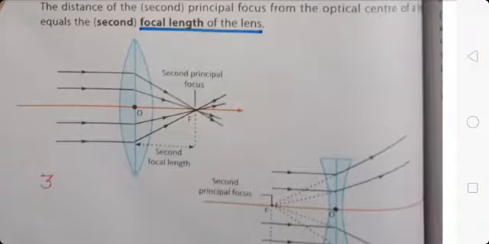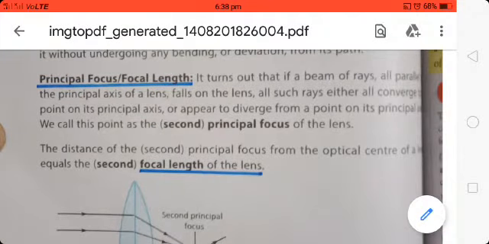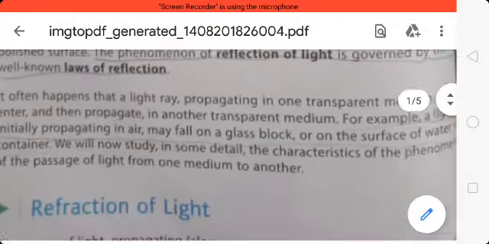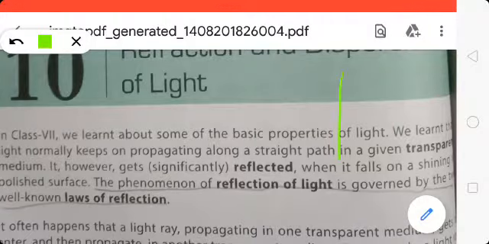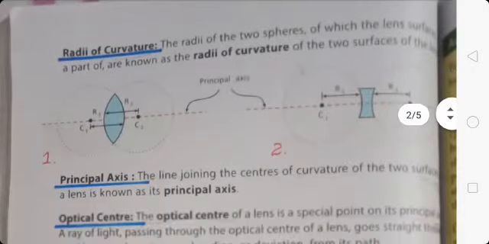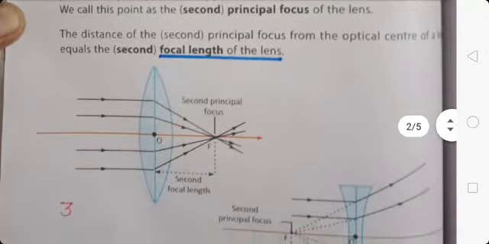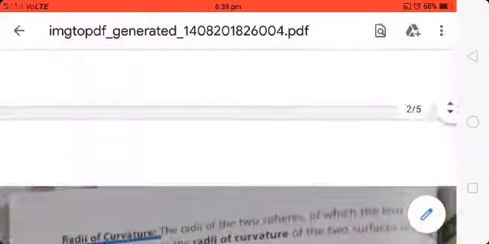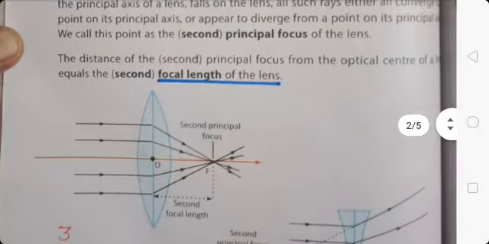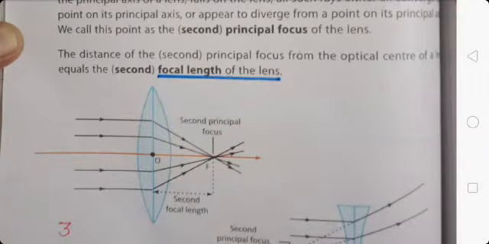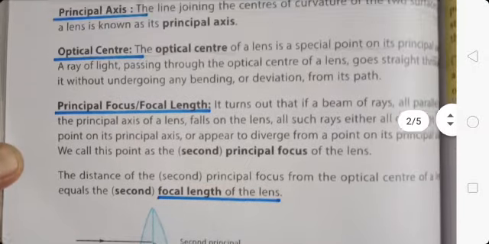Then principal focus, you can see here that focus has been written here. I will let you know here where this principal focus is. I am again telling you that this is the principal focus here. This one here, all the rays are getting to one point and that is called the principal focus.